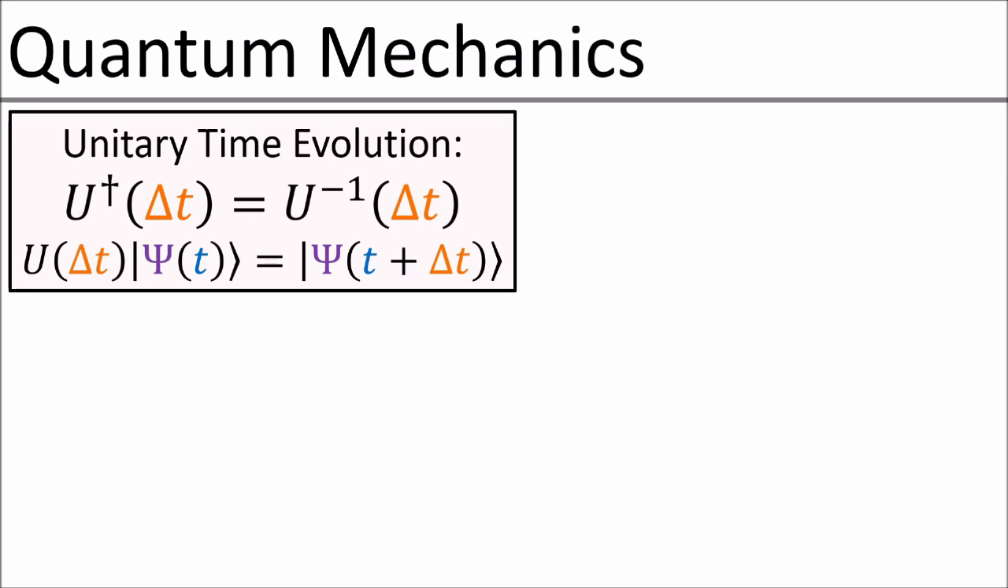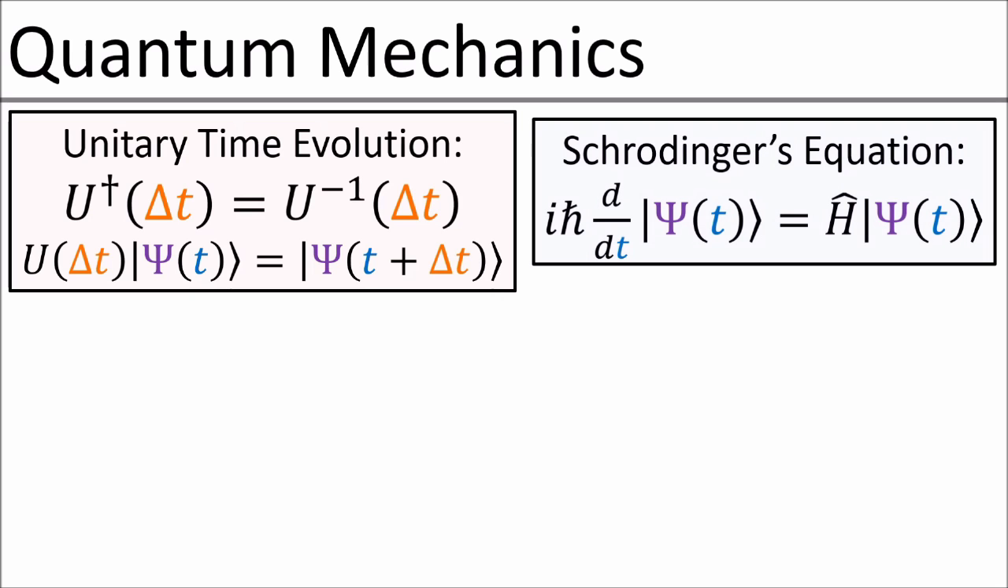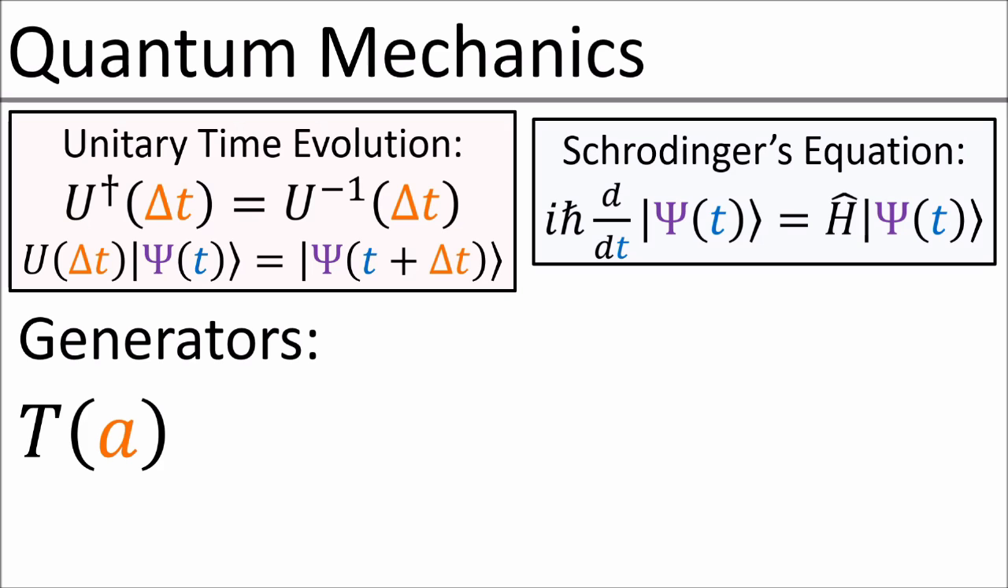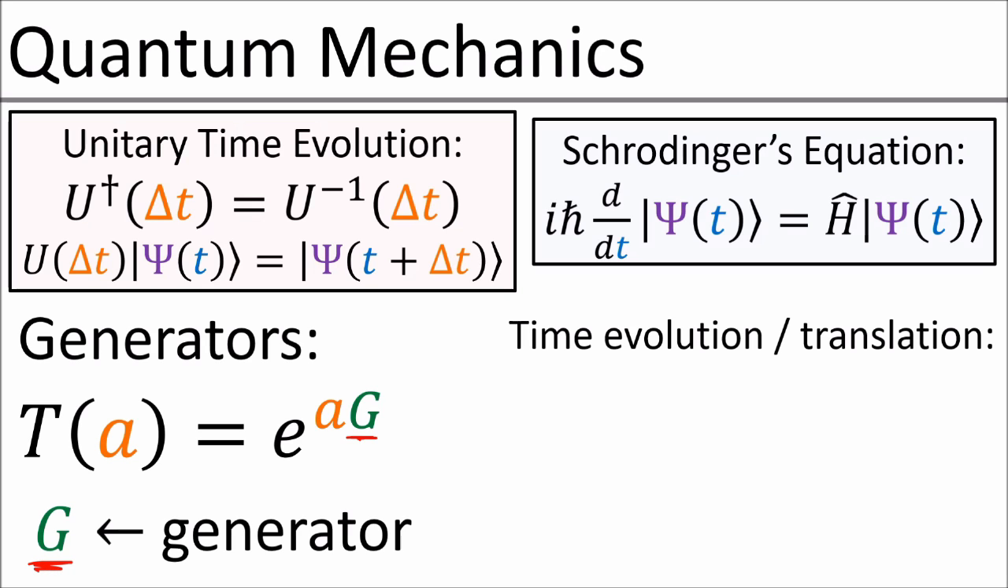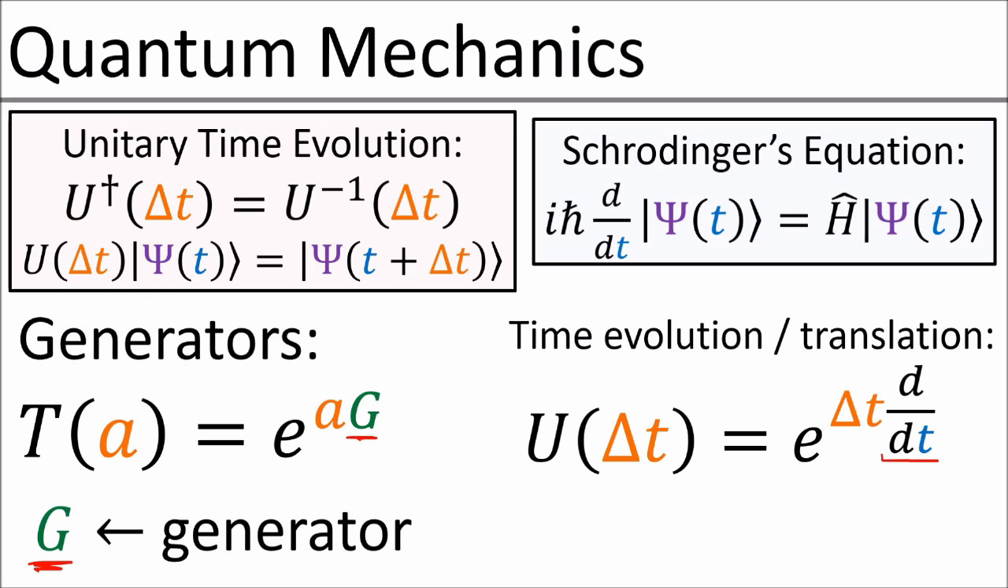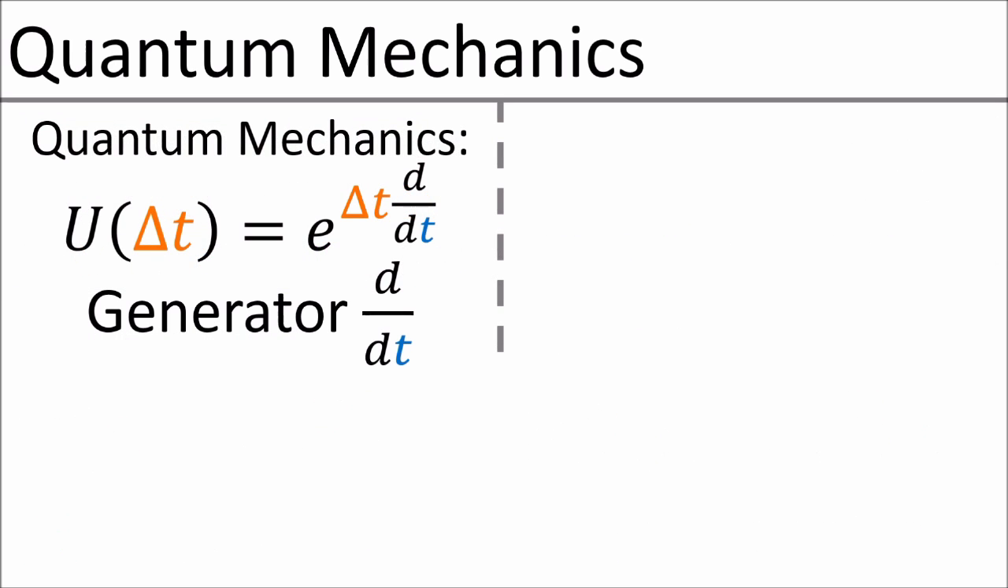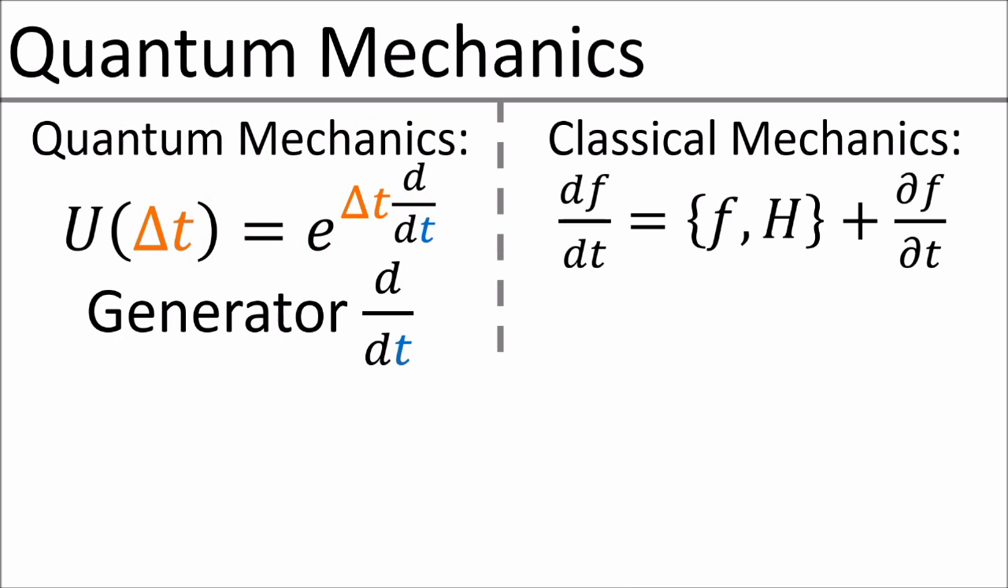Now, we can relate this unitary property back to Schrödinger's equation if we look at generators. When a group transformation can be written as an exponential of a parameter times an object g, we call g the transformation's generator. We've seen that the time derivative operator d by dt is the generator for time evolution, also called time translation. However, it's a fact from classical physics that the Hamiltonian, which is sort of like energy, also generates time translations.